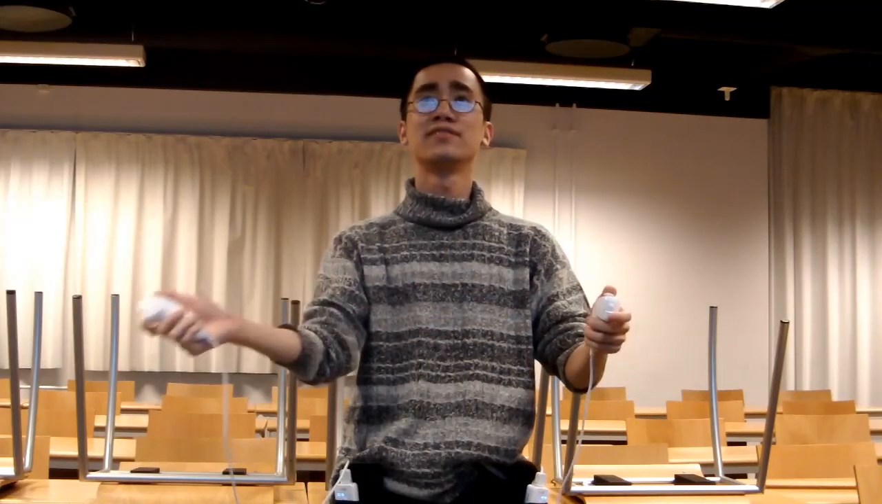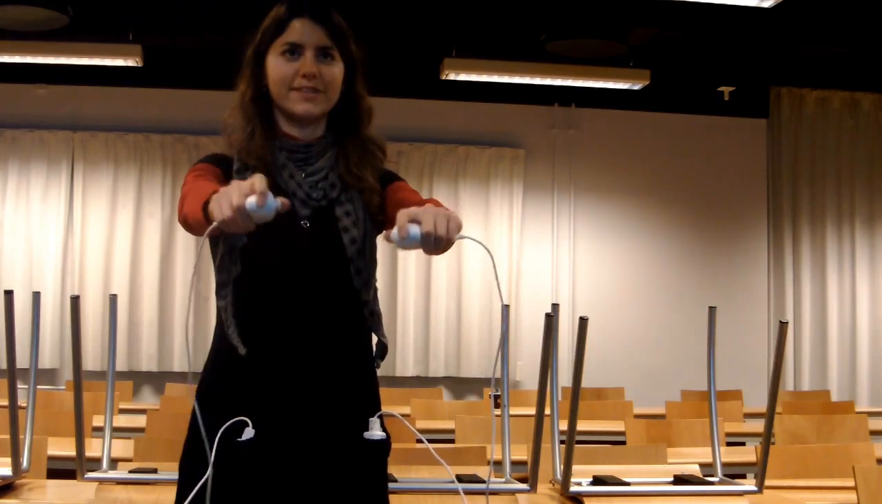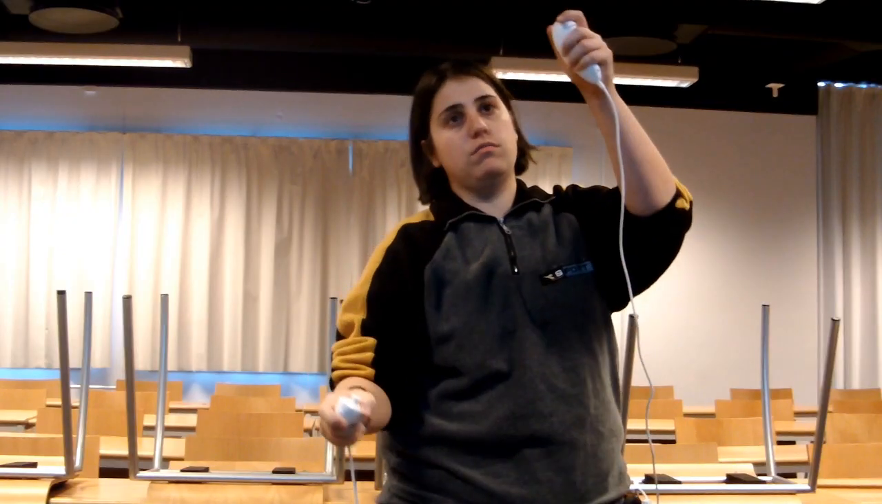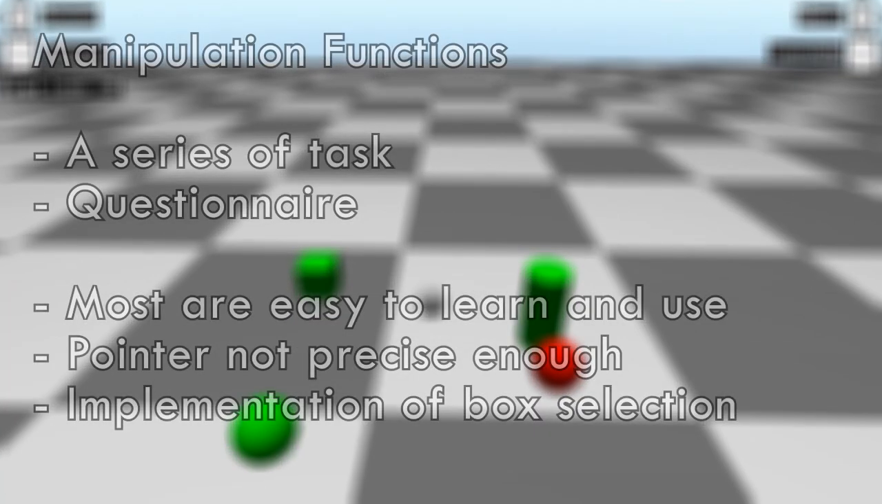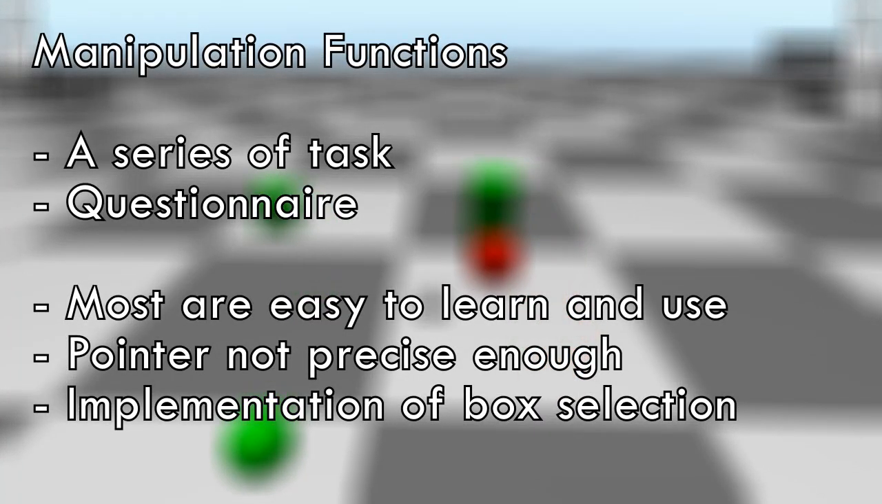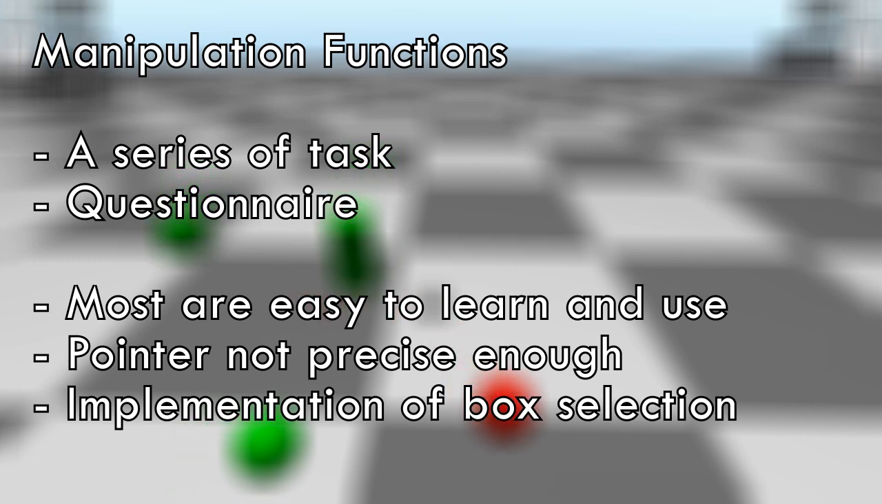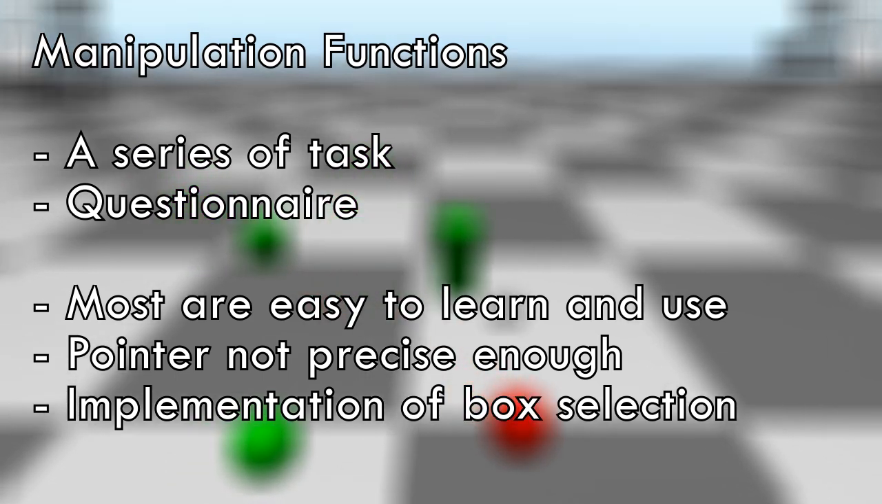The usability of the manipulation functions is then tested by having the users perform a series of tasks, after which they fill out a questionnaire. The test results suggest that most of the manipulation functions are easy to learn and use, with the exception of the selection by pointing tool. This tool was not accurate enough to provide good usability, which led to the implementation of the box selection tool as an alternative.